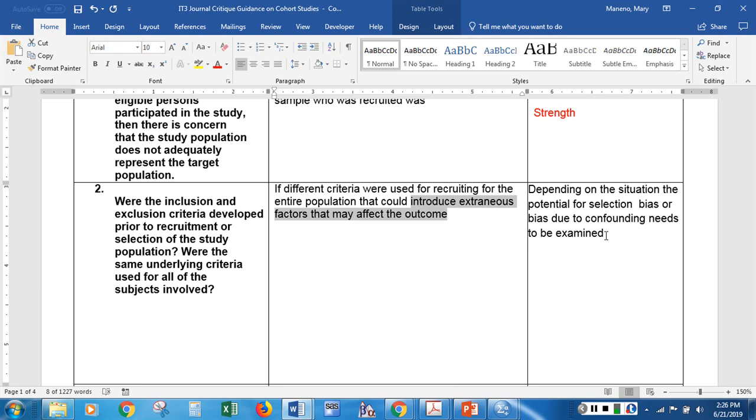And you could also address the issue of selection bias, where now you're selecting in people who may not be reflective of the target population. You could argue and present your case in either of these situations. As long as you justify it correctly, I will give you points. So in this case, this is a strength. The criteria were applied consistently.